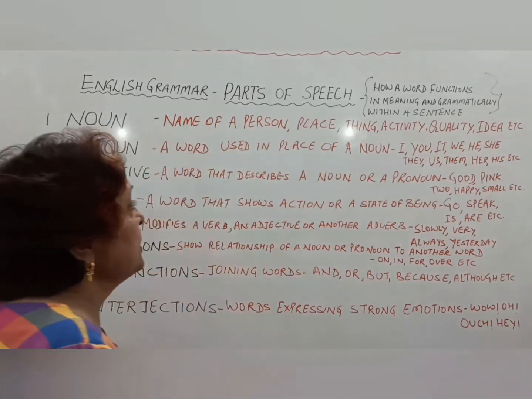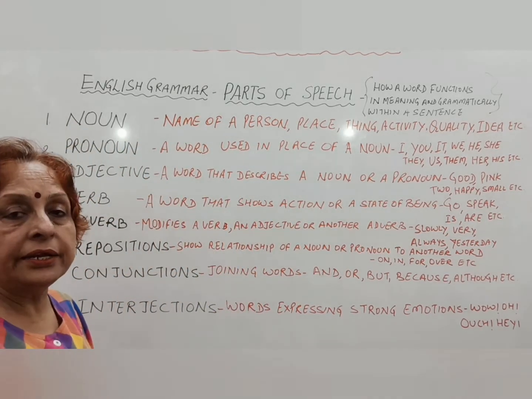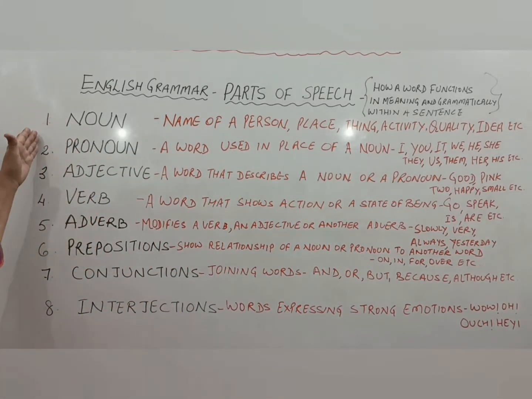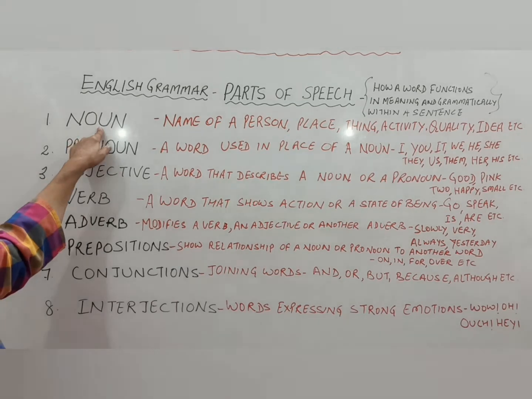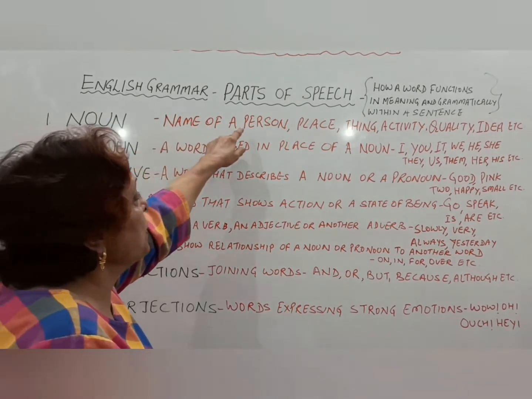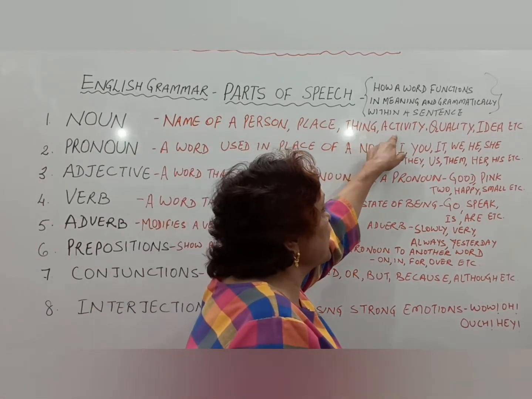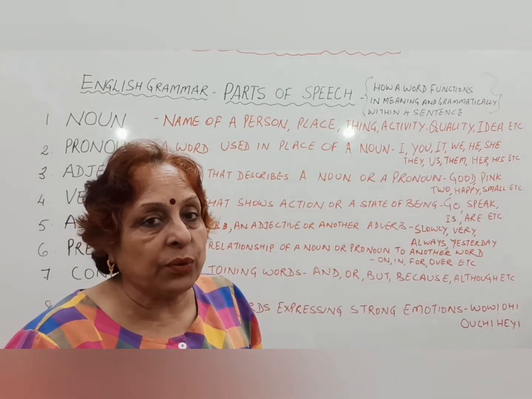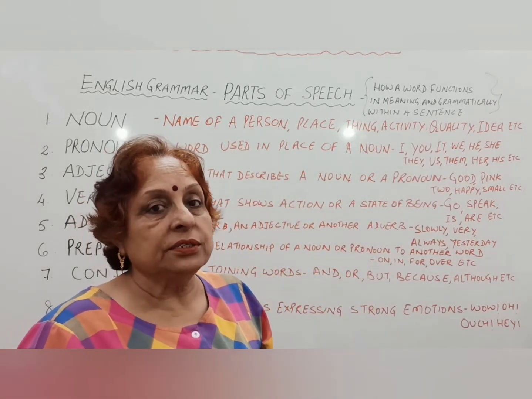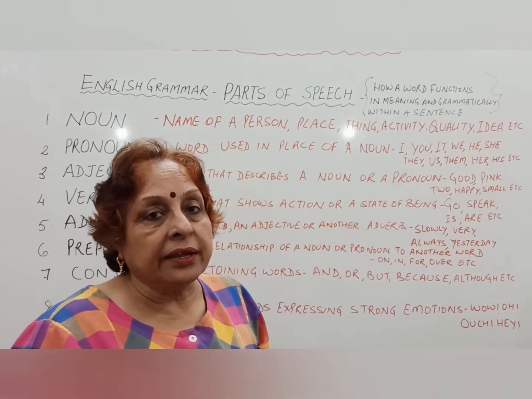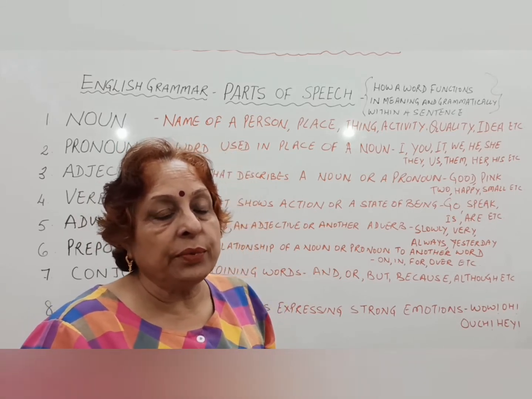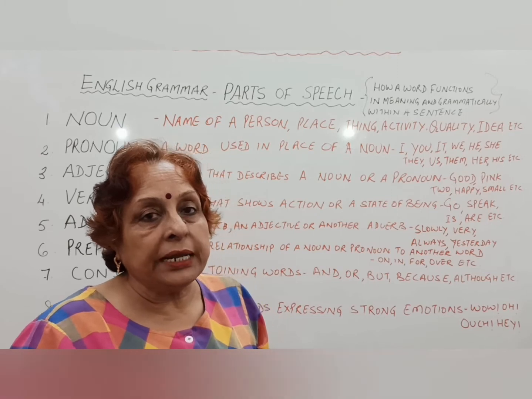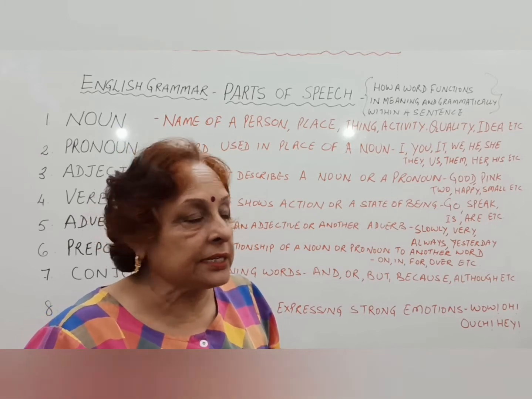Now let us see how many parts of speech there are in all. In all we have 8 parts of speech in English grammar. First is noun. A noun is the name of a person, place, thing, activity, quality, idea, etc. For example, the name of a person, John. Thing, book. Animal, dog. Place, Jaipur, etc.